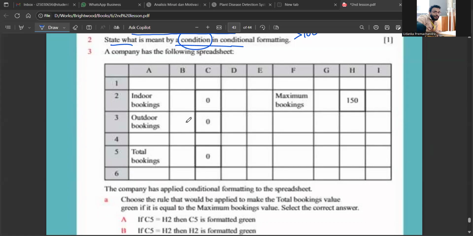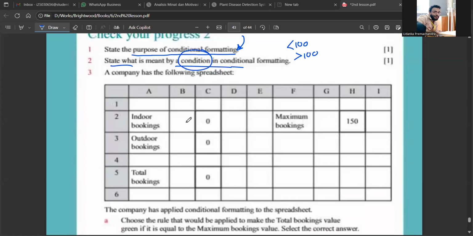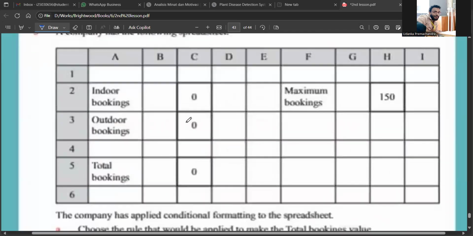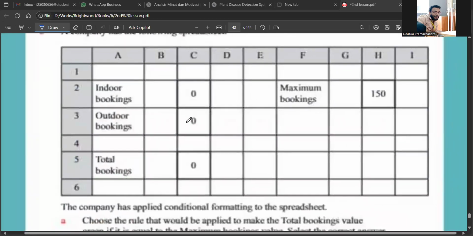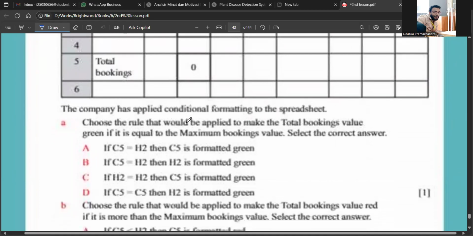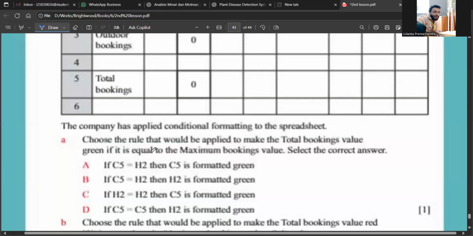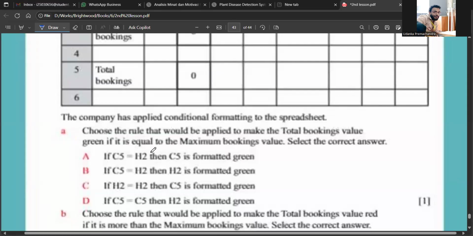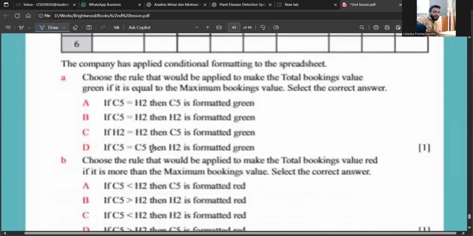And the next one: the company has the following spreadsheet. They are asking, the company has applied conditional formatting to the spreadsheet. Choose the rule that would be applied to make the total booking value green if it is equal to the maximum. I just told you last day, but we will go forward. They are asking what is the answer.